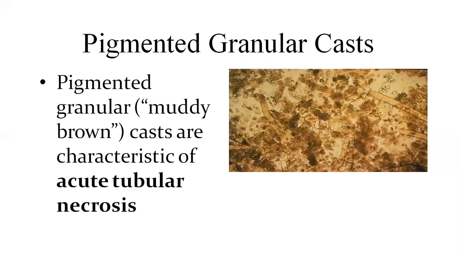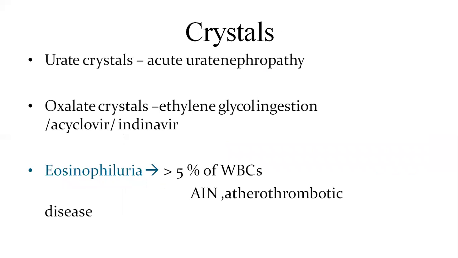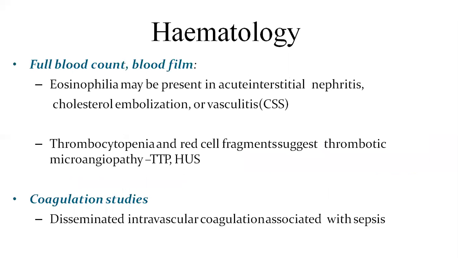Pigmented granules, as I said, in cases of acute tubular necrosis, muddy brown colored granules may be present. Urate crystals, oxalate crystals, and also eosinophilia may be present. Hematologically, in the full blood count and blood film, eosinophilia may be present in acute interstitial nephritis, cholesterol embolization, and vasculitis.